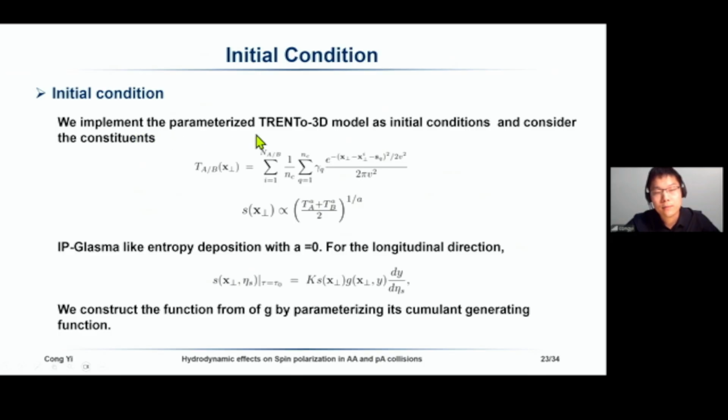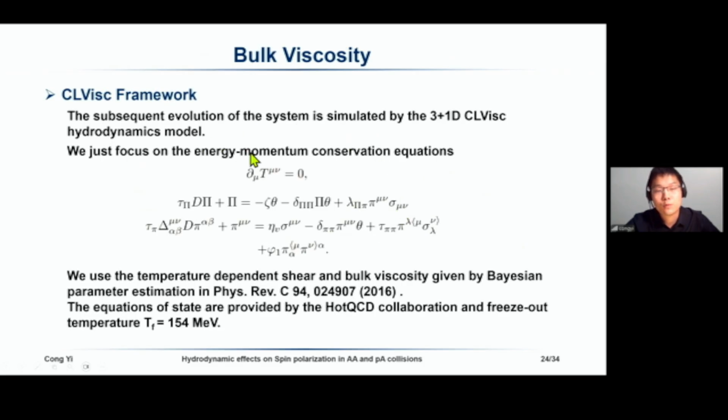We first use the parameterized TRENTo 3D model as the initial condition and consider the constituent distributions in each nucleus. In the transverse plane, we choose the IP-Plasma-like entropy deposition with p equals 0. For the longitudinal direction, we construct the function form by parameterizing its cumulant generating function. The subsequent evolution of the system is simulated by the CLVisc hydrodynamic model. For the 8 TeV collisions, we will just focus on the energy-momentum conservation equations.